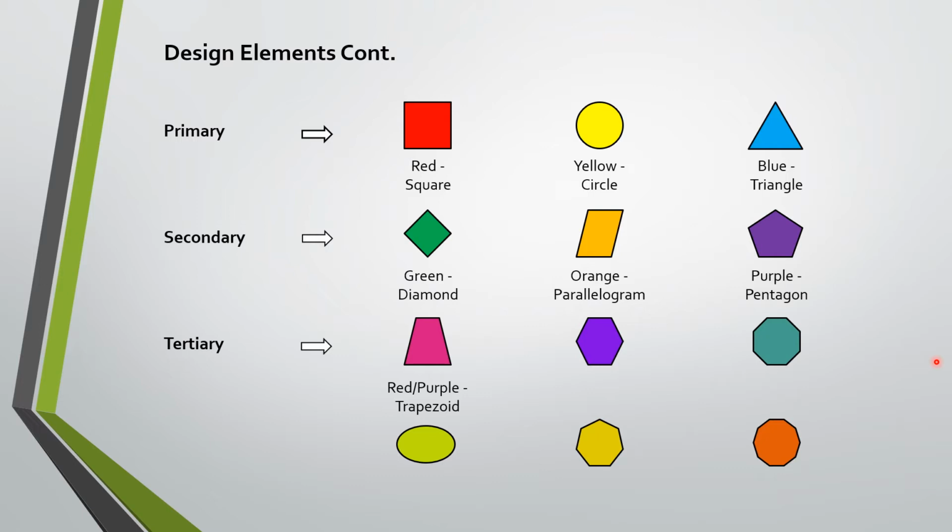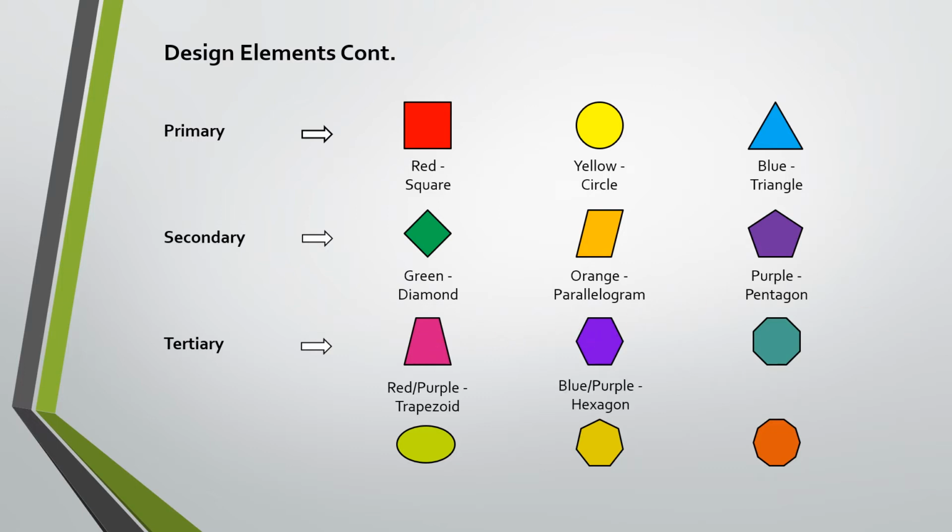So we don't give a brand new name to the colours that we're creating here. All we're doing is adding a primary and a secondary. So I've added my primary red and my secondary purple. So what I've got is a red purple trapezoid. So that red purple is that colour right there.